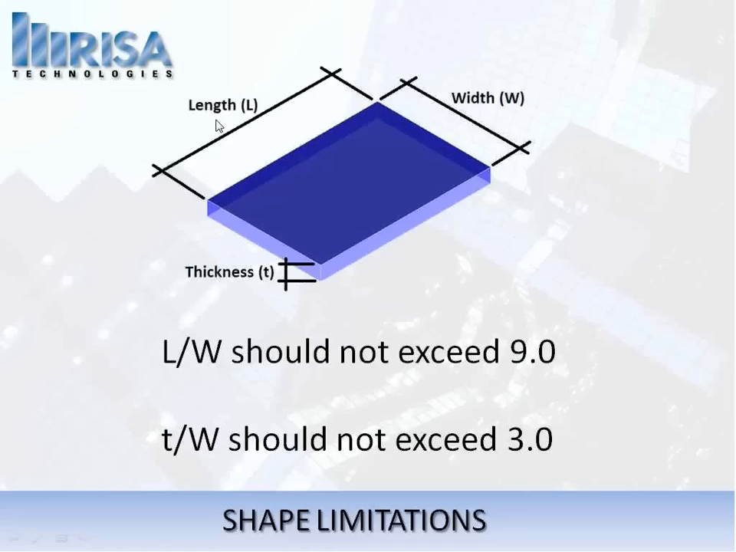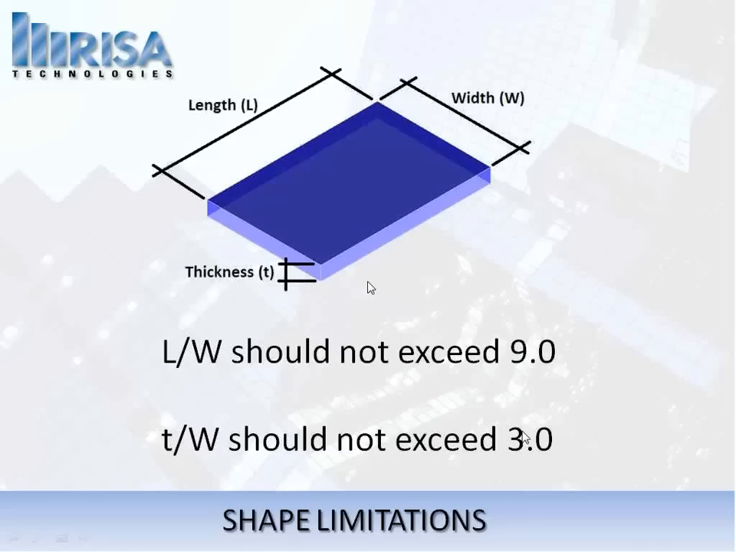Well, in a rectangular plate, the longest side of the plate should not be more than 9 times longer than the width of the plate. Now, if you go back to some more old-fashioned plate formulations in older programs, what you'll find is that that value used to be about 3. But we've actually found ways to improve the plate formulation and get that all the way up to 9.